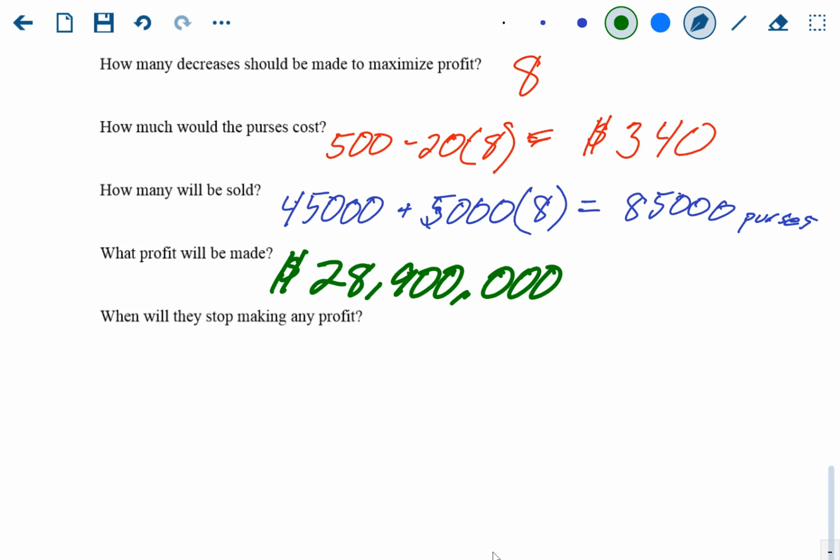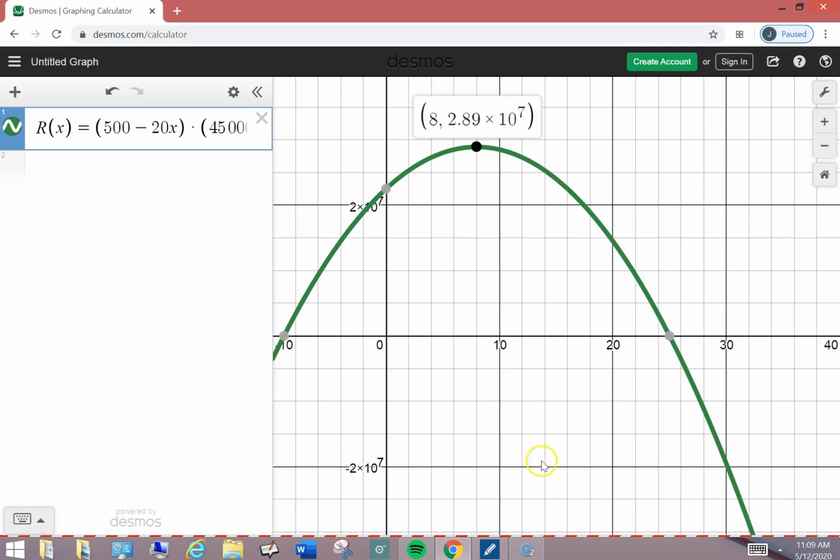Well, if we go back to the graph. So back to the graph here. When will they stop making money? When will they stop making revenue? Okay, well, that's going to be when your parabola, when the graph dips below the x-axis. So everything above 0 on the y-axis is money. That's revenue. That's money they're making. Anything below it would be money they're losing. Okay, any negative y value is money loss. So the point when they stop making money is going to be the point when they hit the x-axis, the X-Intercept. Okay, so they're going to stop making money if they do 25 price decreases.